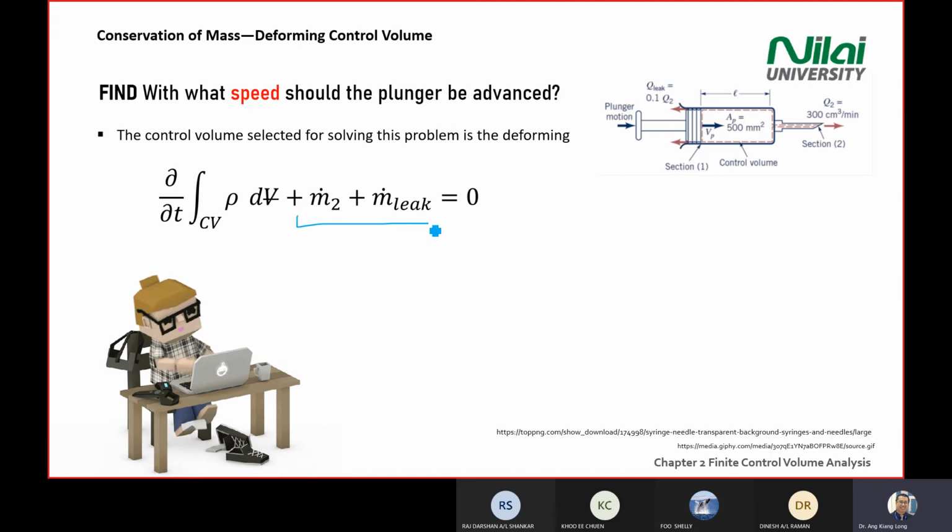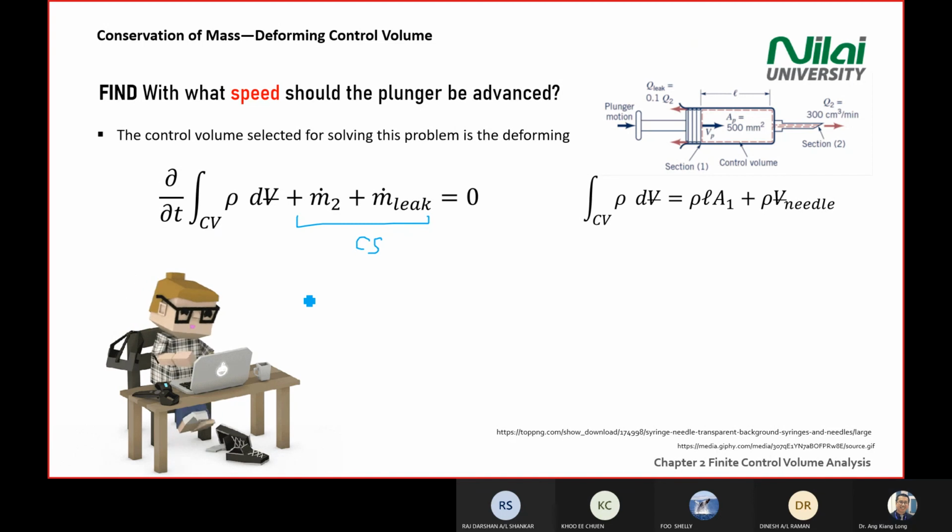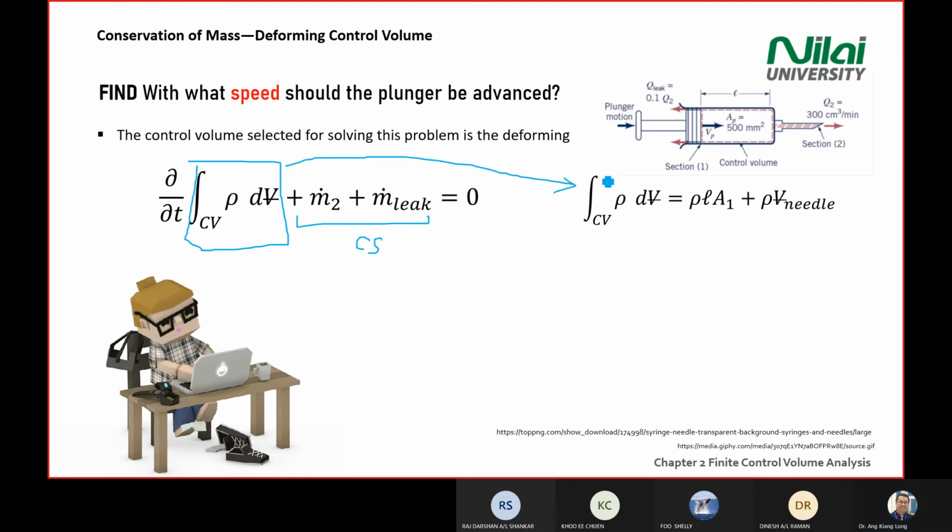So remember, this is the control surface dimension. Then, on one side, we calculate what this is. What is the integration of your control volume? You write the integration of your control volume, rho V dV.